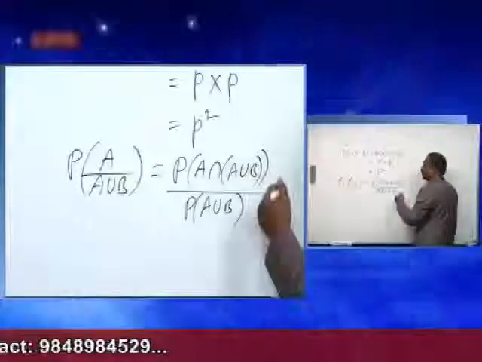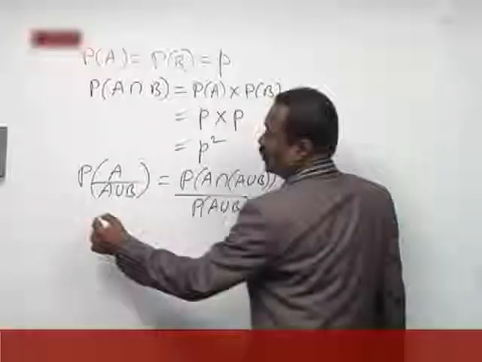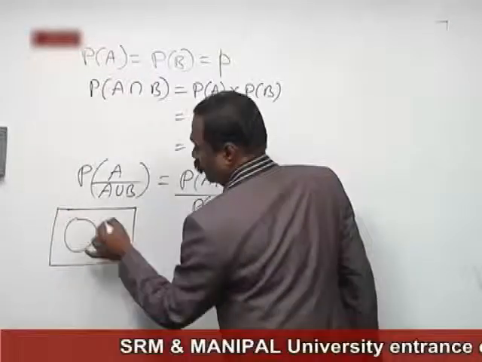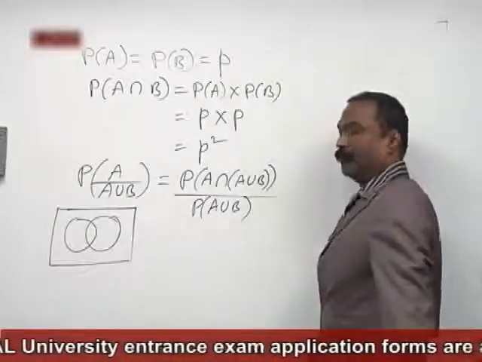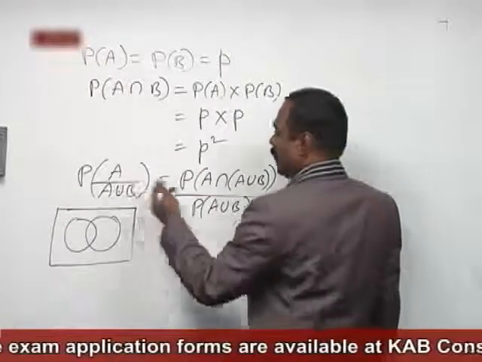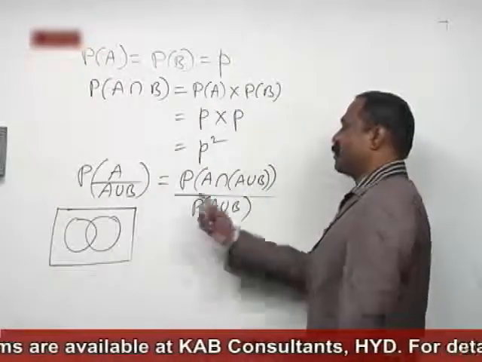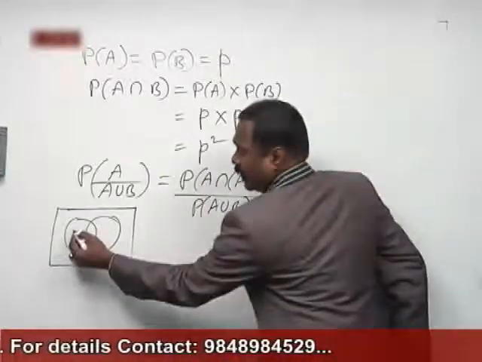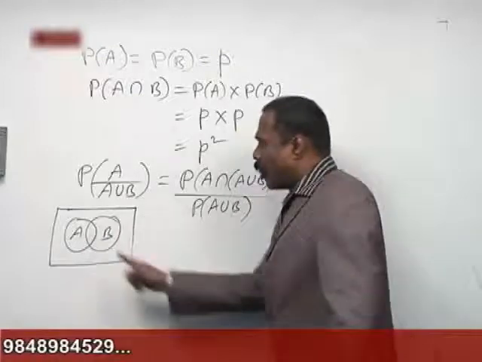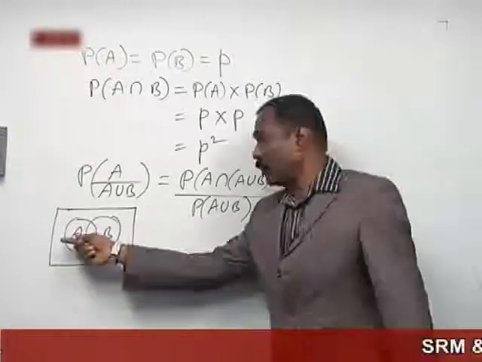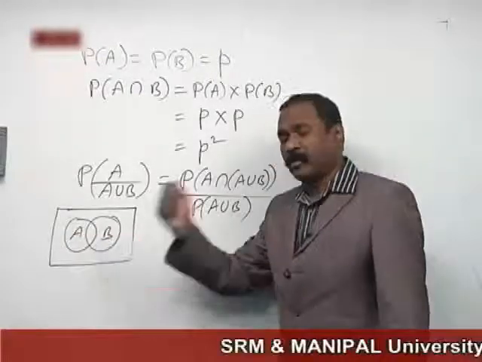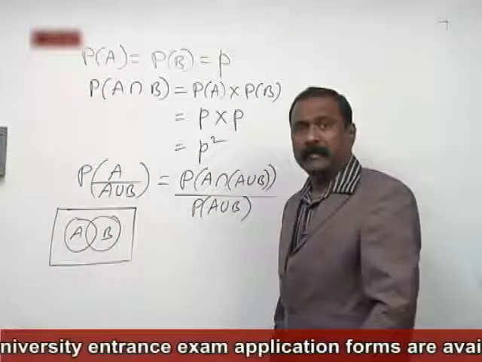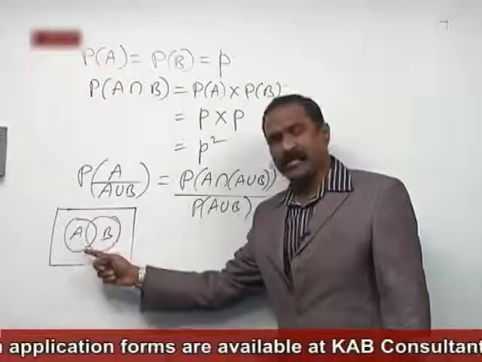And how do you understand A intersection A union B? Be sure that you are thorough in the Venn diagrams. A union B is this. A intersection A union B means, what is the meaning of A union B? Either A or B or both. That means in A union B, A is included. In A union B, the total A is included.